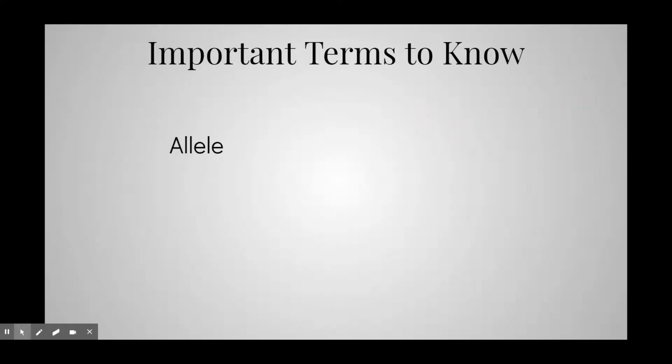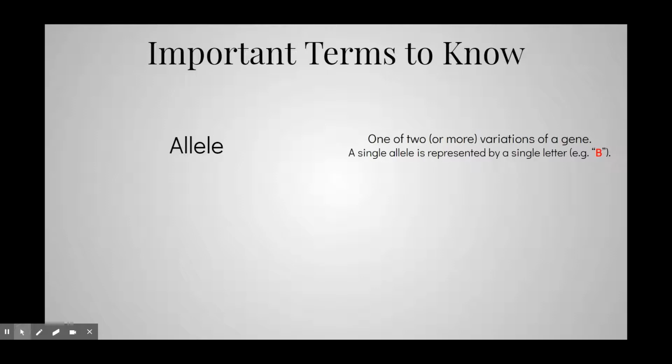An allele is one of two, could be more, variations of a gene. In this class, we will typically be working with genes that only have two variations, so there will only be two alleles. A single allele will be represented by a single letter. All of these definitions will be available as we go through them, and you'll be able to pause the video and write them down.